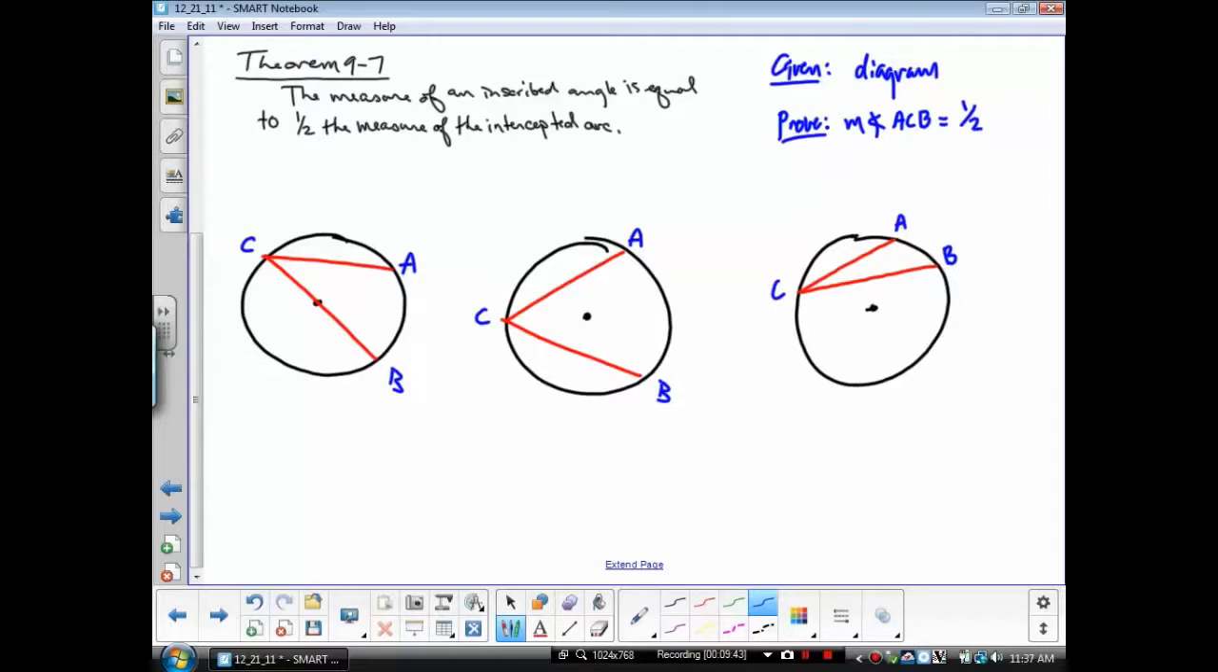We're going to prove that angle ACB is 1/2 the measure of arc AB. In all 3 cases, we're going to have exterior angles of a triangle. In this one, I draw from O to A, and we're going to be talking about angle 1 in comparison to these two angles. Why do I know these two angles are congruent?